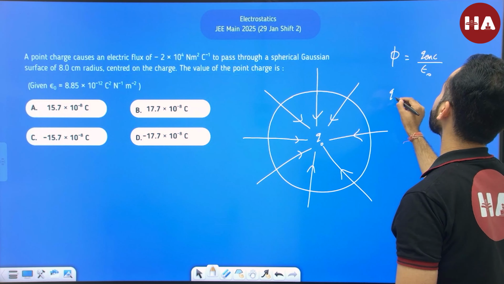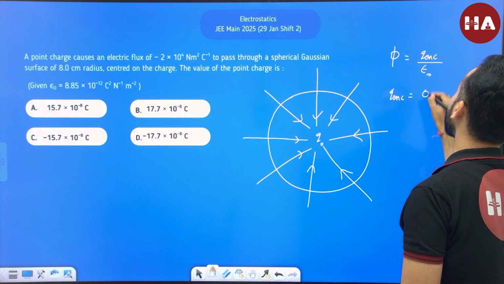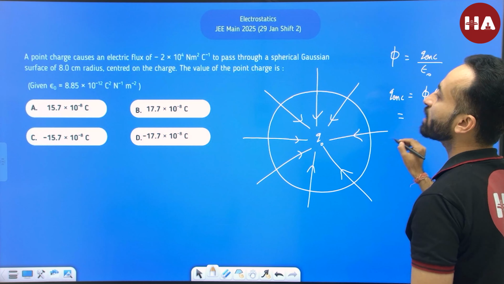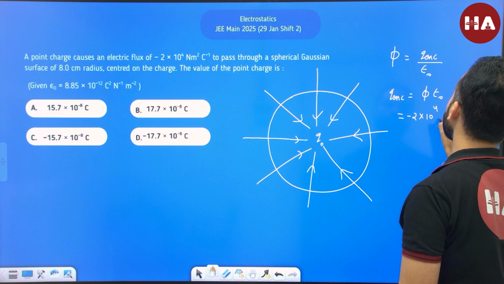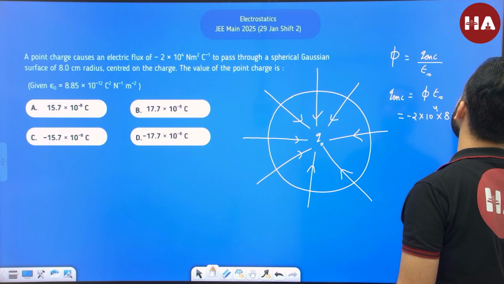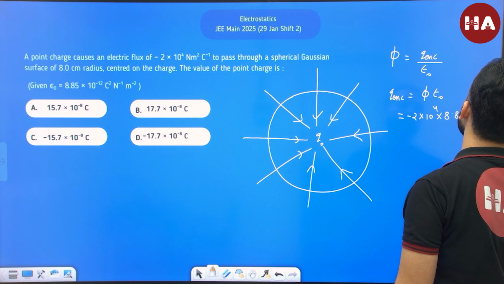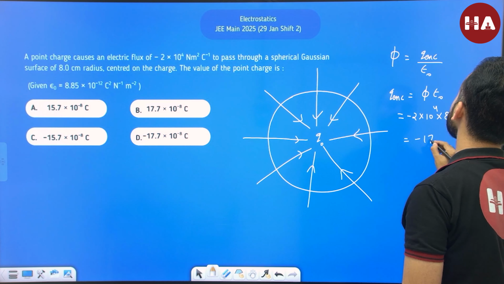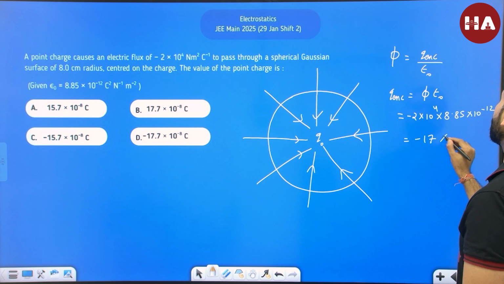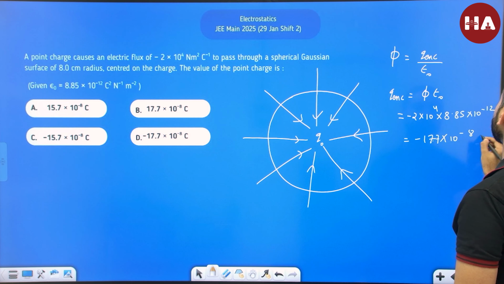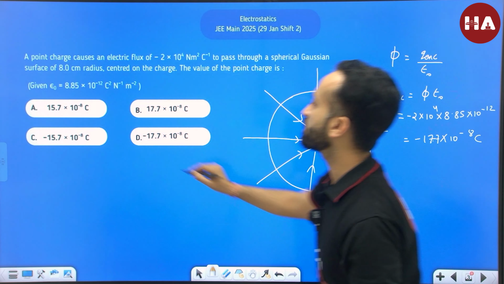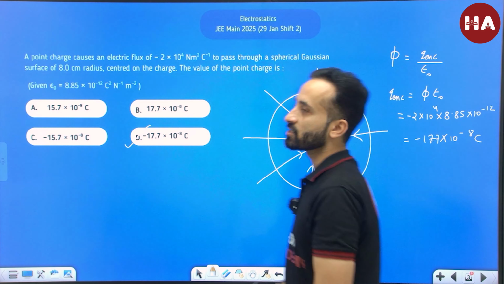Now the charge enclosed is of course going to be phi into epsilon naught, and the value of phi is -2 into 10 raised to the power 4. Epsilon naught of course you know is 8.85 into 10 raised to the power -12. So solving this becomes -17 into 10 raised to the power -8, like 17.7 to be precise. So the correct answer is option D, my dear students, right?